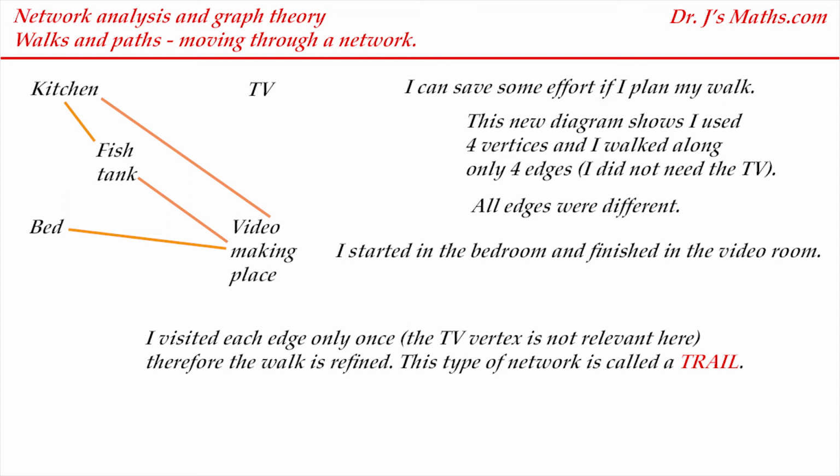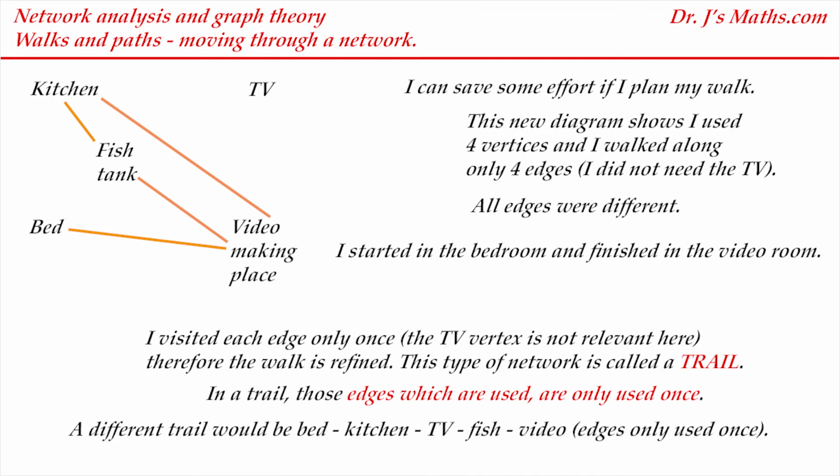This type of network is now called a trail. In a trail, those edges which are used are only used once. A different trail would have been to go from the bedroom to the kitchen, to the TV, across to the fish tank, and then into the video room. All edges again only used once.